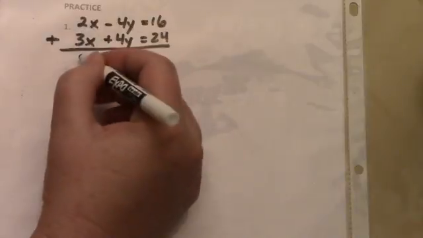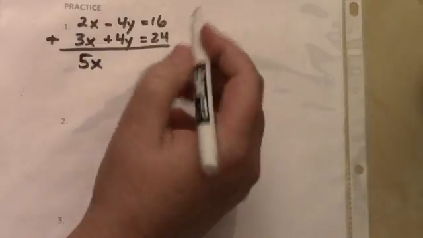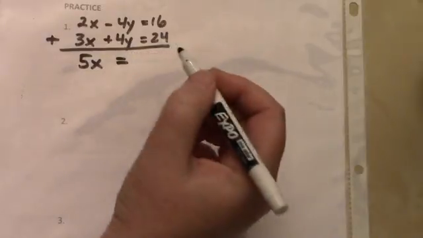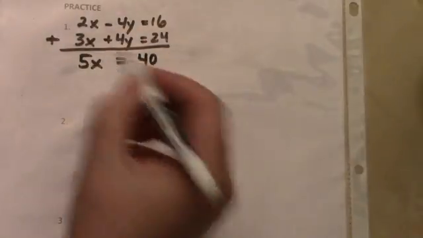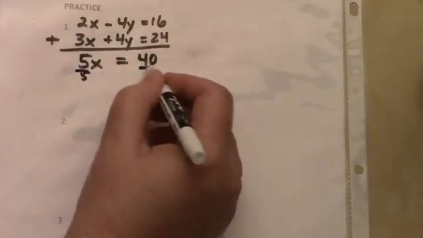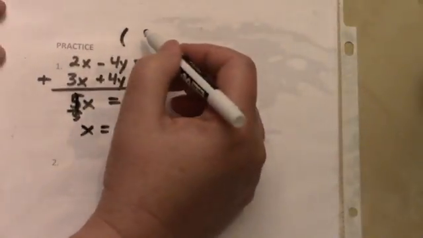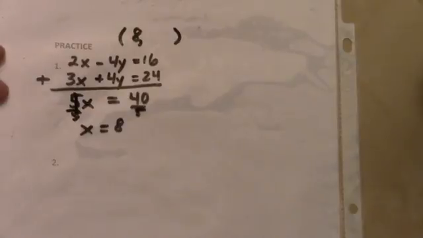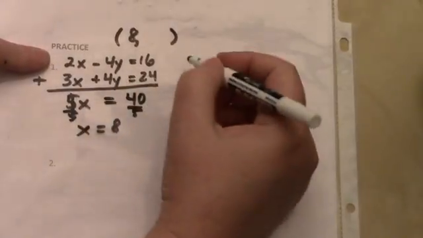So I'm going to add these two equations. I will get 2 plus 3 is 5x. My negative 4 plus 4 is 0. That's my whole point. I just eliminated the y's. Equals, now I have to add these two together, and that gives me 40. My next step is to divide each side by 5. x equals 8. So now in my coordinate, I'm going to make a note of that. I have 8 for my x value. I'm halfway to my answer. Now I'm going to substitute that 8 into one of the equations. Let's just do the first one.